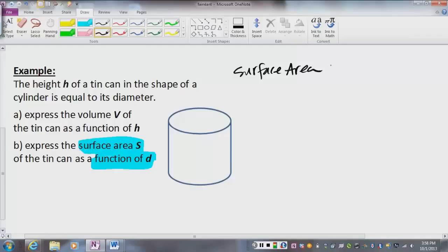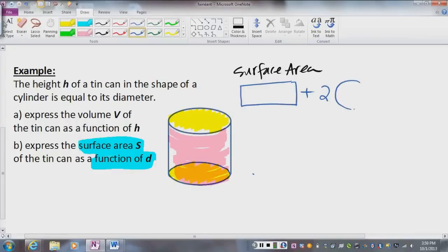I'd like you to imagine a tin can. A tin can has a couple components here. We have the top of the can. We have the bottom of the can. I'm going to color those both in yellow. And then we have the label of the can that goes around the outside. Now if I break this up into 3 separate pieces, we have the label piece plus 2 circle pieces.